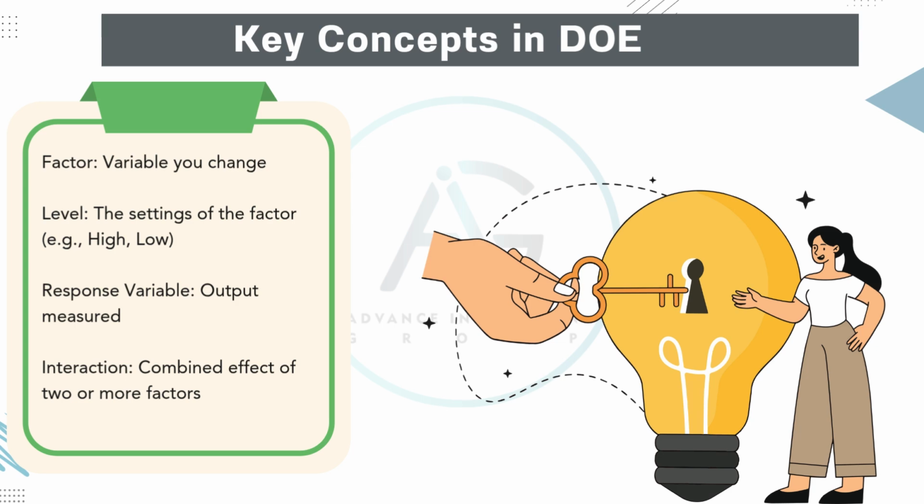Lastly, we have interaction. This is when two or more factors work together in a way that affects the outcome differently than if each factor was acting alone. DOE helps us detect these interactions, which is one of its biggest strengths compared to simpler testing methods. Together, these concepts help us design efficient, insightful experiments that can lead to real improvements in processes or products.